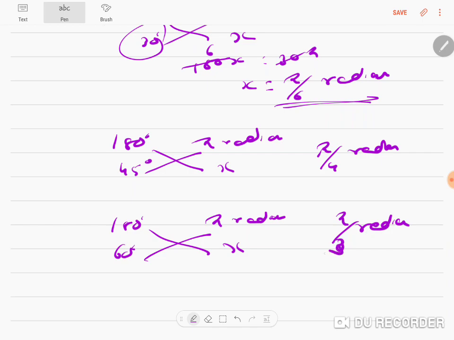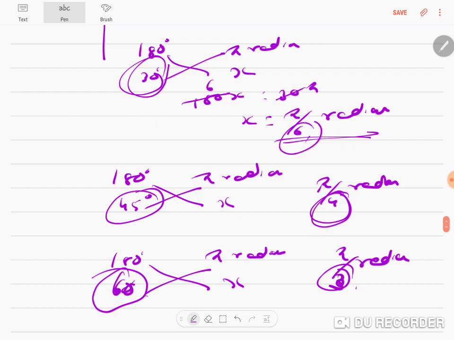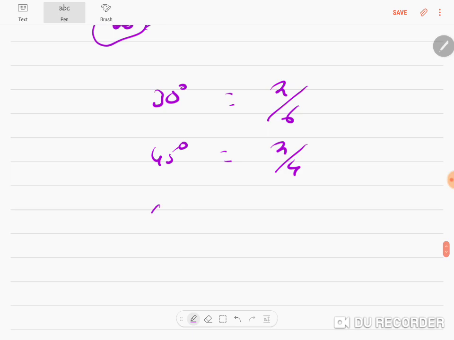Can you see, as the angle is increasing, for a 60 degree there is a 3, for a 45 degree there is a 4. Smaller the angle, the denominator is bigger. For a 30 degree there is a 6. So, you have to memorize these also. Readily you have to say a 30 degree is pi by 6 because denominator is maximum. A 45 degree will be pi by 4. A 60 degree will be pi by 3.